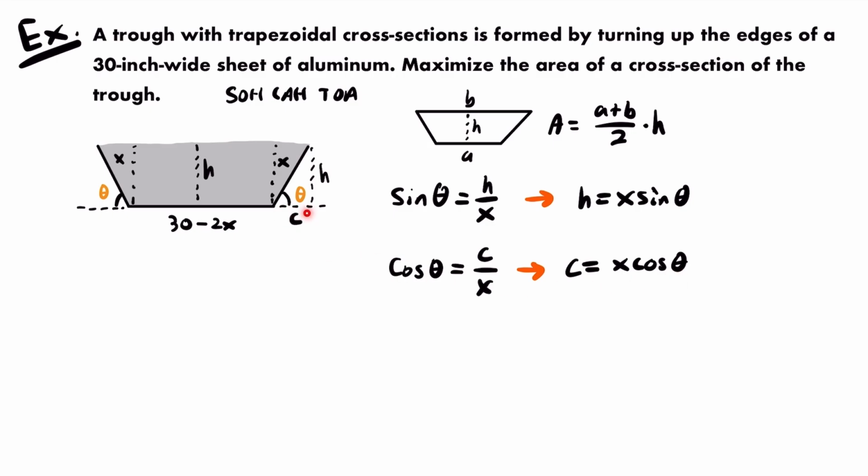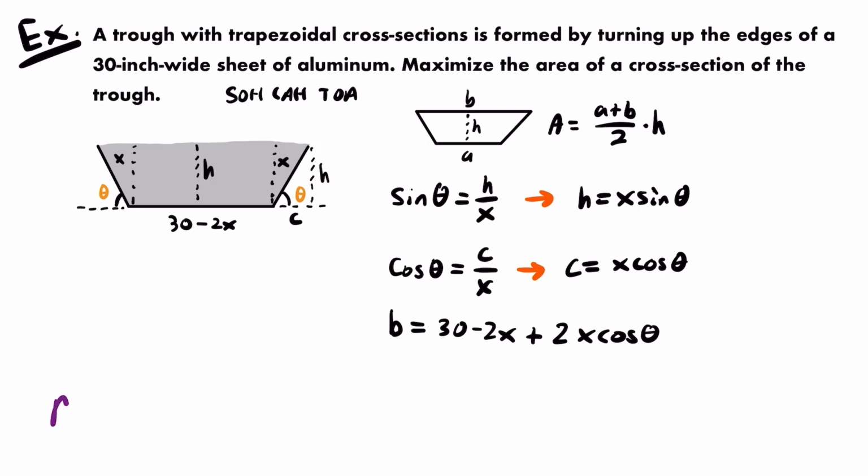All right, so that is this measurement right here, and there are two of them. So if we take 2 times that value of c and add it to this bottom measurement, we will have the full measurement across the top of the trough. So b would be equal to 30 minus 2x, and then we will add that to 2 times c, so 2 times x cosine theta. Now we have everything we need to set up the formula for the area of this trapezoidal cross-section. We have a, we have b, and we have h, so let's set it up.